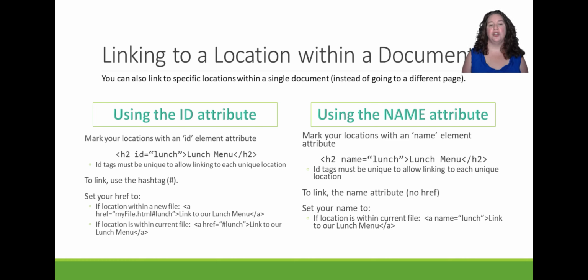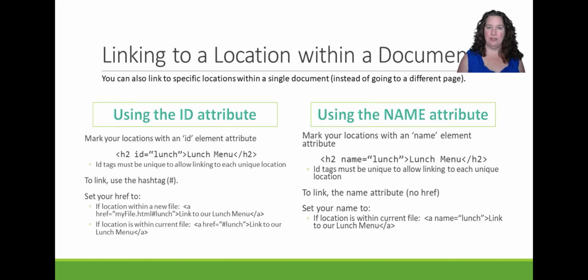To do that, you're going to use the hashtag to set your href. So if you are in your current file and you want to go to a separate location within the current file, you can simply say your href is equal to hashtag my new location, in this case, lunch. If you need to go to a separate file, you can say the file name, myfile.html, and then give the hashtag of the ID field, in this case, lunch, to be able to jump directly to that location.